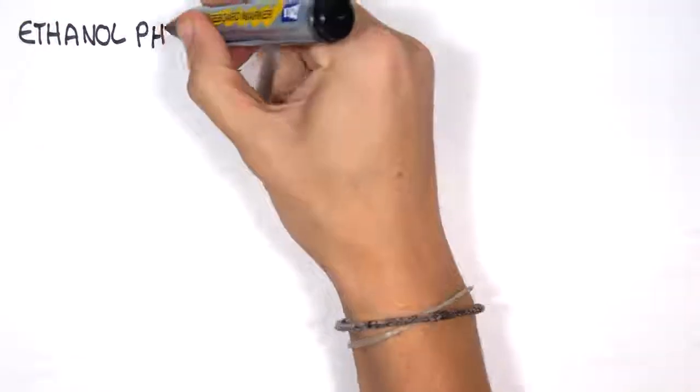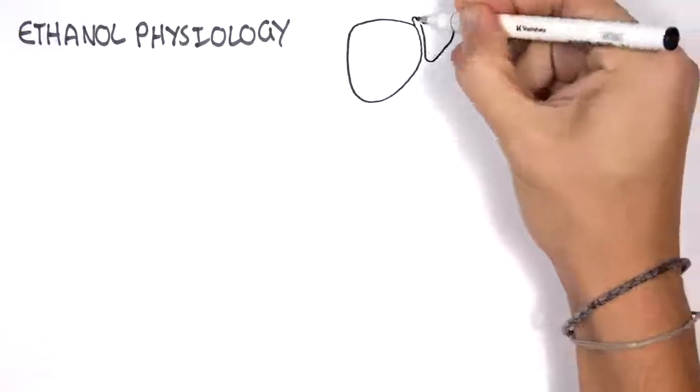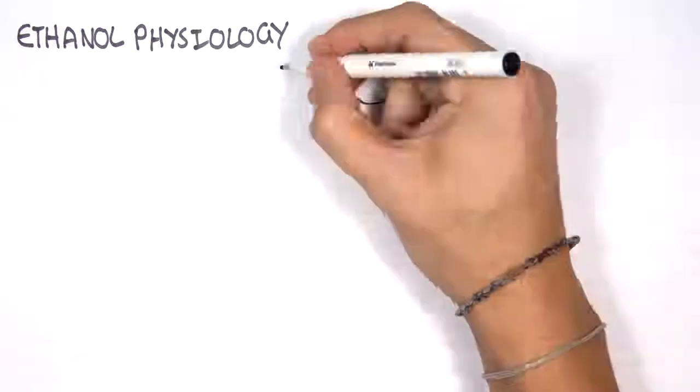Hello, in this video we're going to look at ethanol physiology. So the physiology of alcohol, how we metabolize it, how we absorb it, etc. So we begin with the liver.